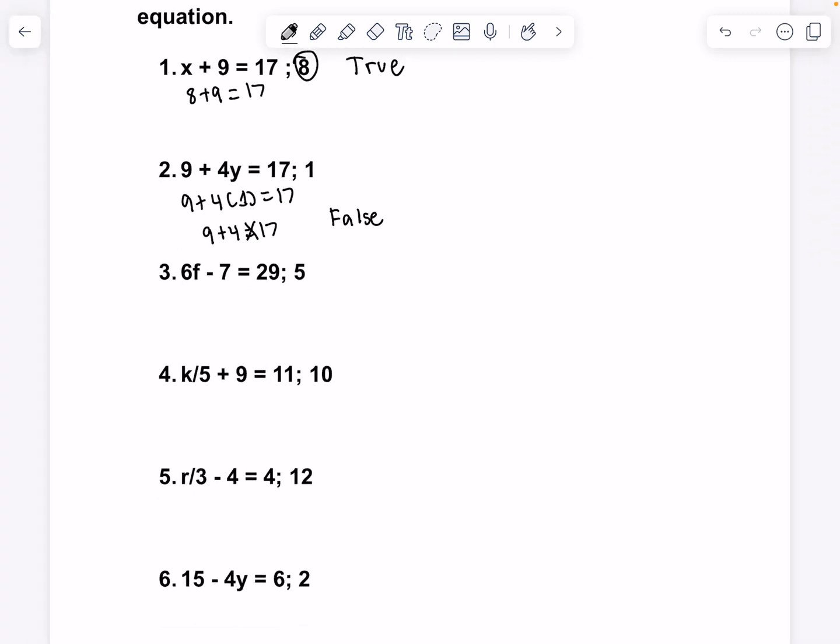6f minus 7 is equal to 29. So f is equal to 5. So we plug in 6 times 5 minus 7 is equal to 29. So 6 times 5 is 30. 30 minus 7 equal to 29 is not a true statement because 30 minus 7 is 23. So this would be false.